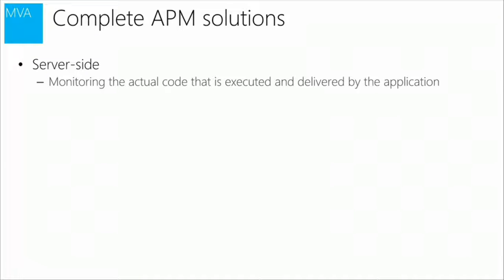So if we look at the first point in this section of the module around server-side, monitoring the actual code that is executed and delivered by the application. And that's that thin layer on top of our infrastructure. How do we know what's going on at the code level? How do we have a view into that code and what it's actually doing? Whether it be from a performance perspective, whether it be from an exception perspective, what is actually going on at the level that sits above our infrastructure that we manage as an operations team?